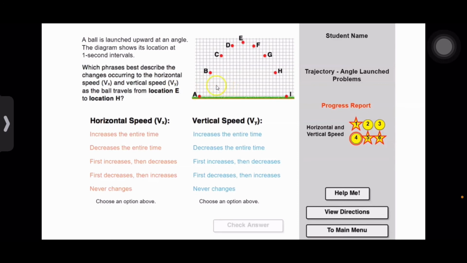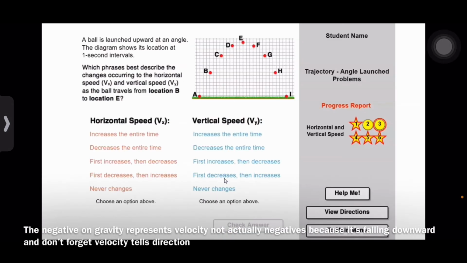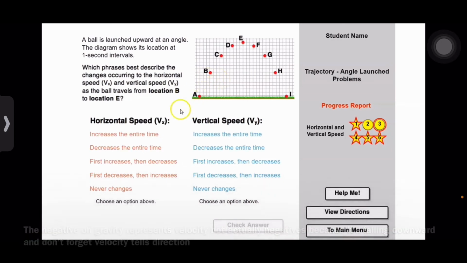Okay, so same question, but this time we have to go from E to H. We know that E is the peak because it's at the very top and it's going to be 0. So we have to figure out how it's going to change from E to H. And again, like I said, it's going to increase as it goes down. So it's just going to increase the entire time from 0 to whatever the acceleration is, probably negative 9.6. I don't know, but yeah.